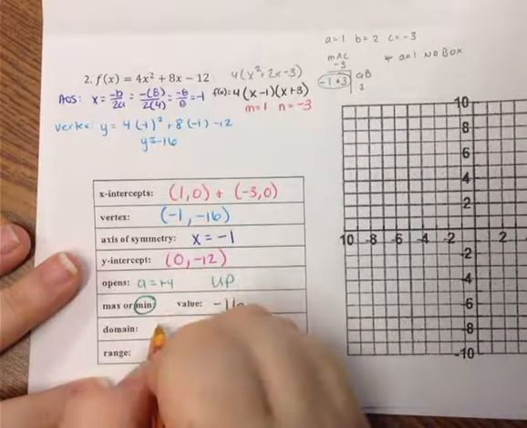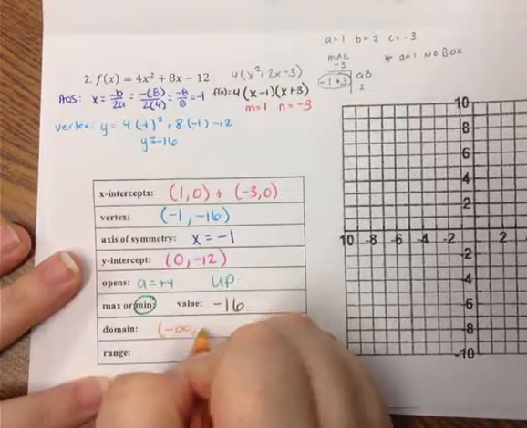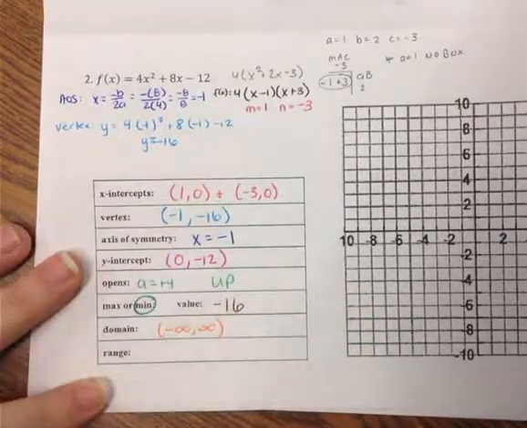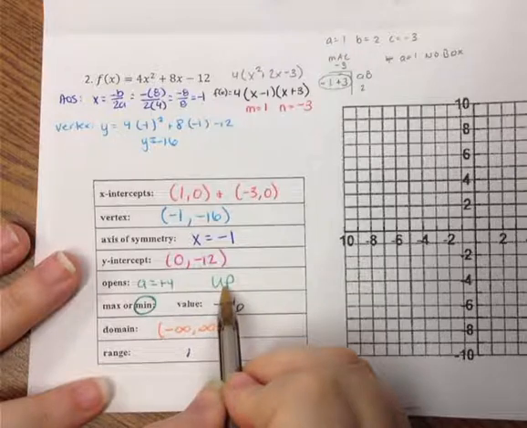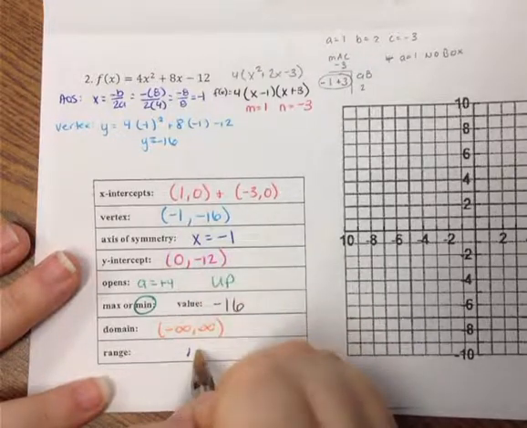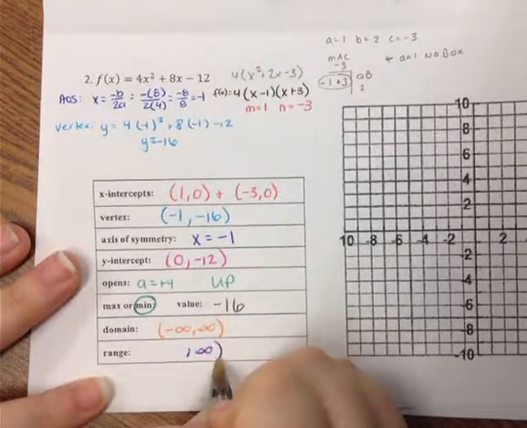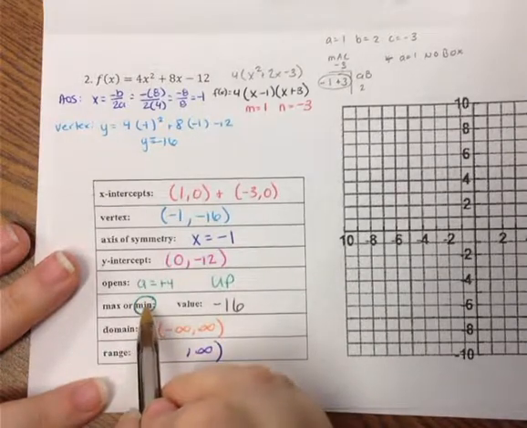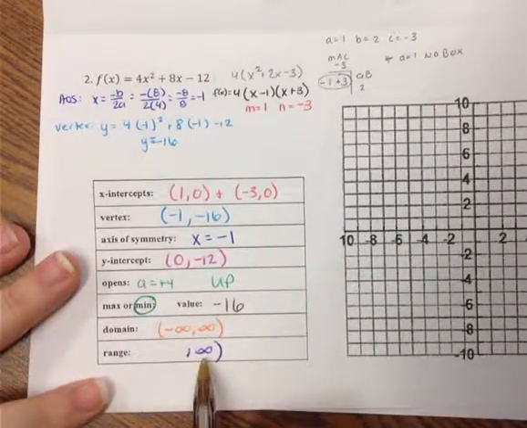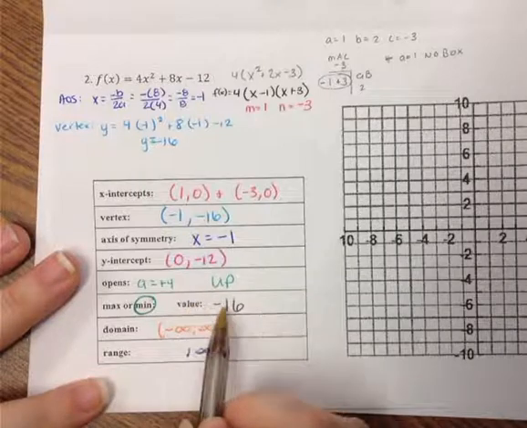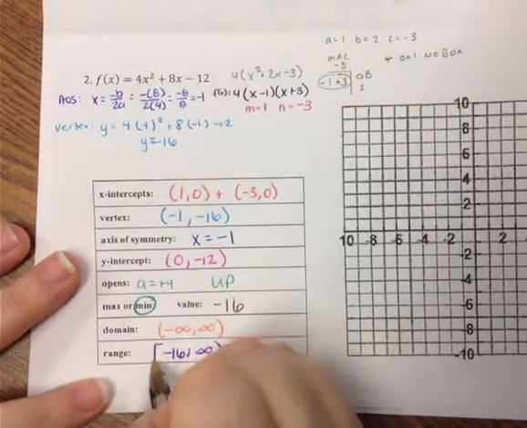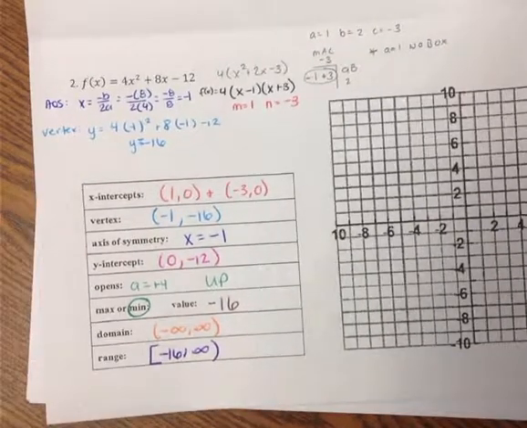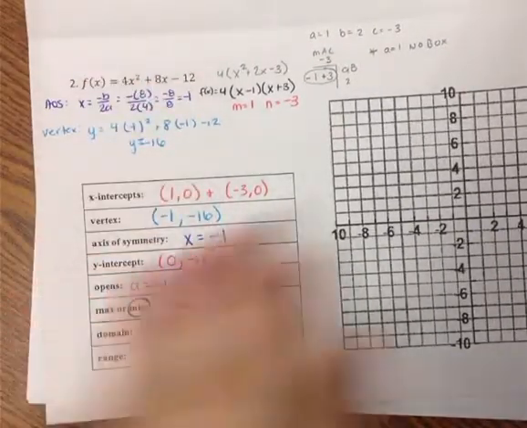Our domain is open bracket, negative infinity, comma, positive infinity, open bracket. And our range, go ahead and put your comma in there, it's opening up, so that means we're going to have a positive infinity. It's always on the right-hand side with an open bracket. And now the minimum value is negative 16. Negative 16 goes with our range with a closed bracket because it stops there. We have all of our important information. Now we're going to graph it.